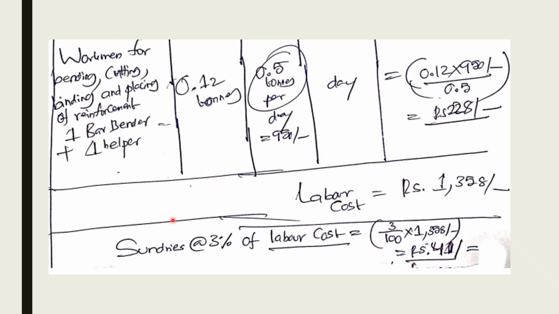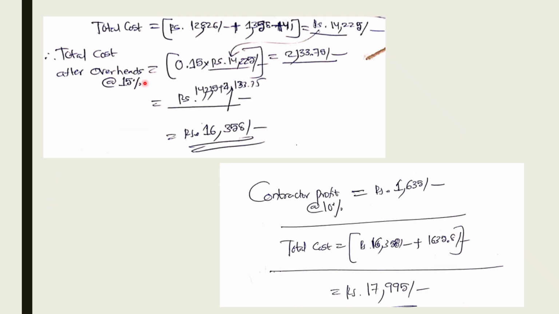So add sundries, consider sundries 3%. Sundries means food for labors and regular charges for labor costs. 3% of 1358 means 41 rupees. Consider 15% overhead charges. Overhead charges means food for labors and other requirements for labors.